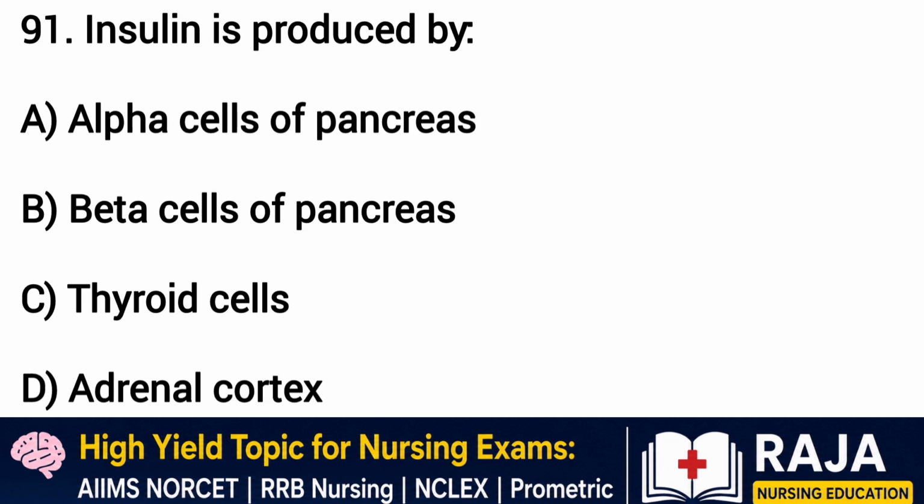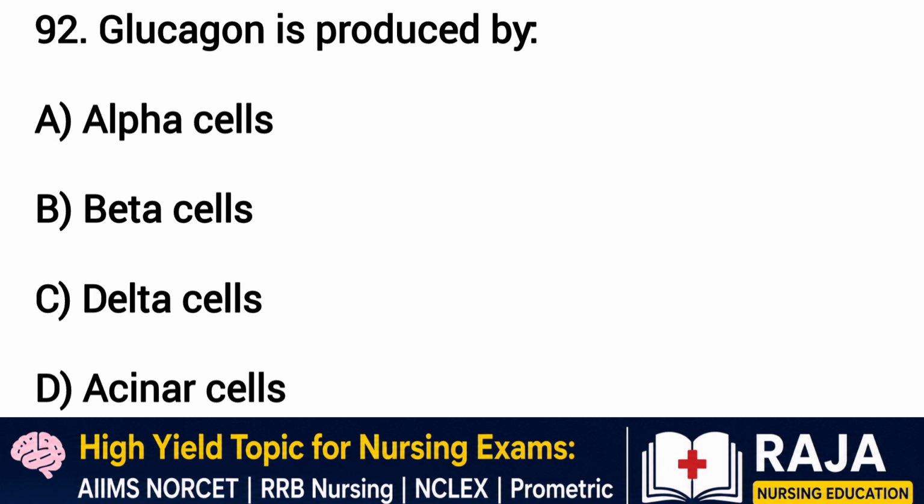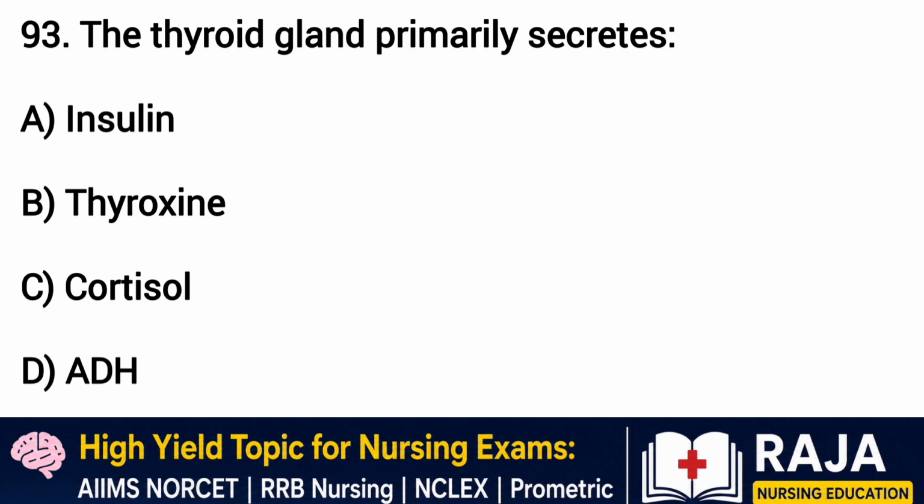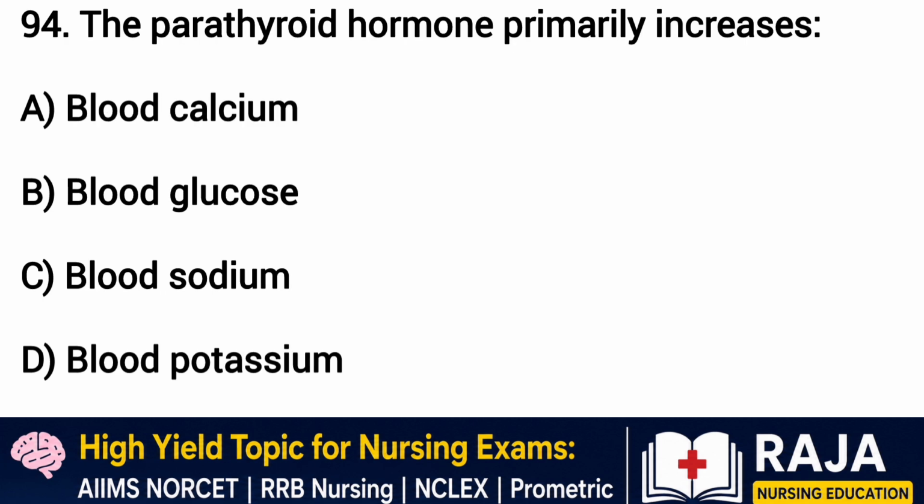Insulin is produced by. The answer is B. Beta cells of the pancreas. Glucagon is produced by. The answer is A. Alpha cells. The thyroid gland primarily secretes. The answer is B. Thyroxine. The parathyroid hormone primarily increases. A. Blood calcium.